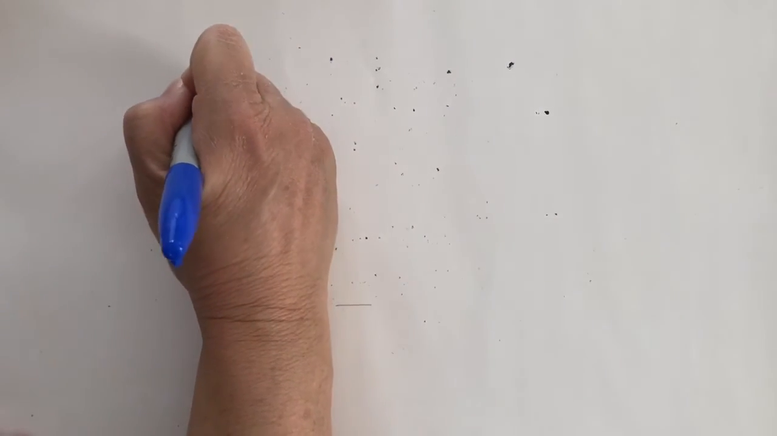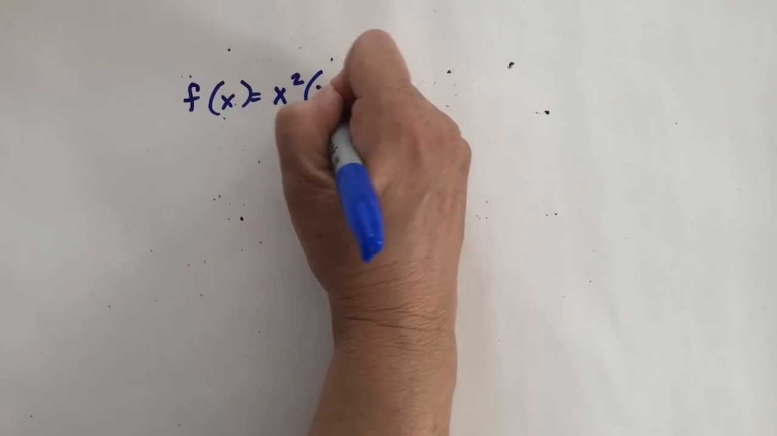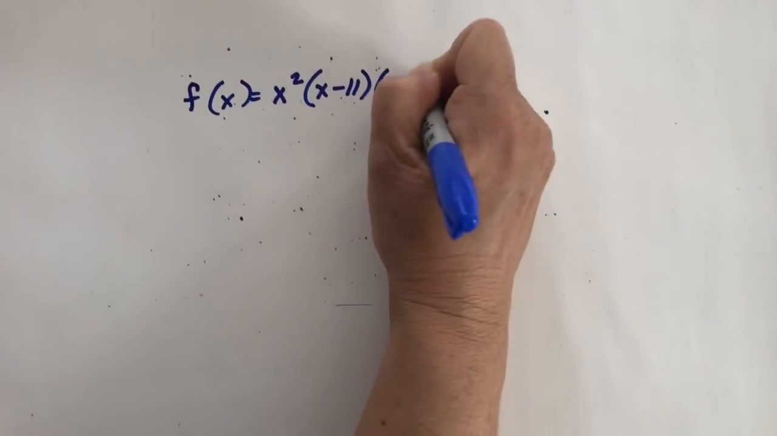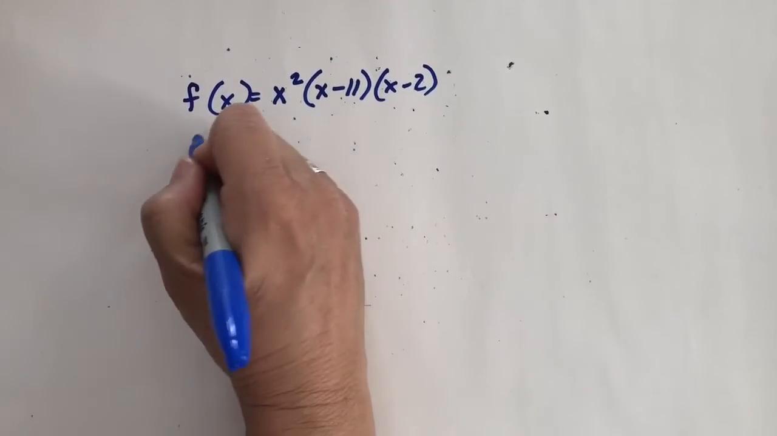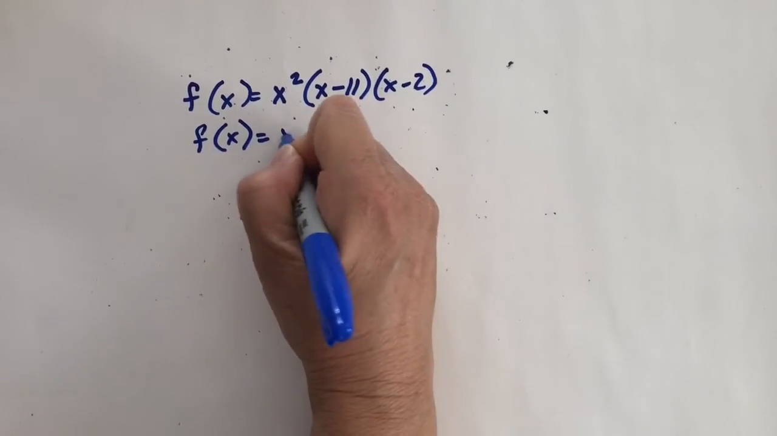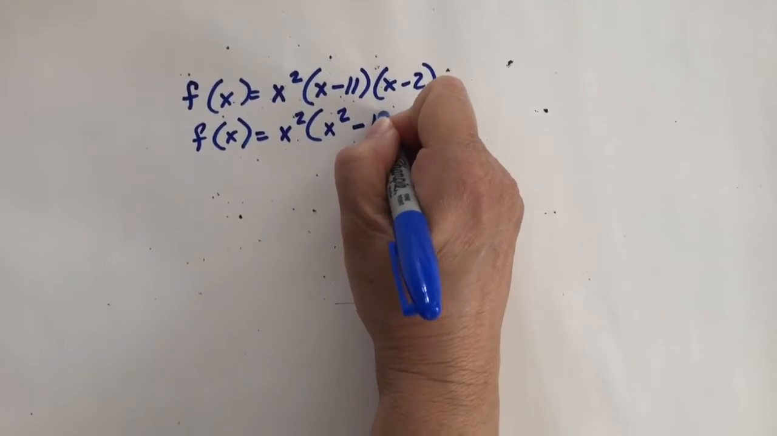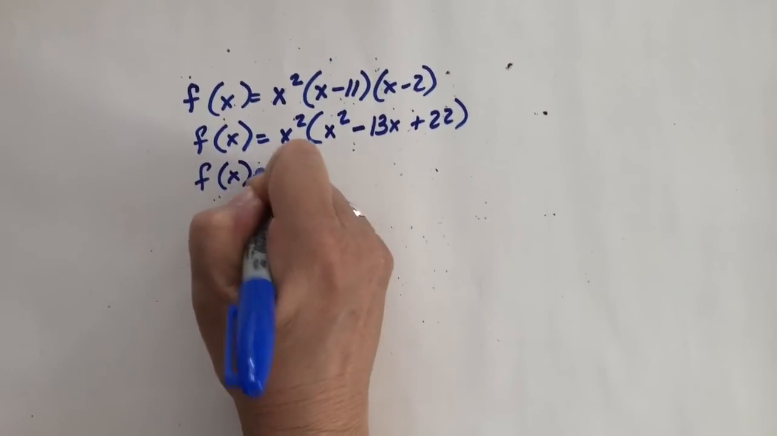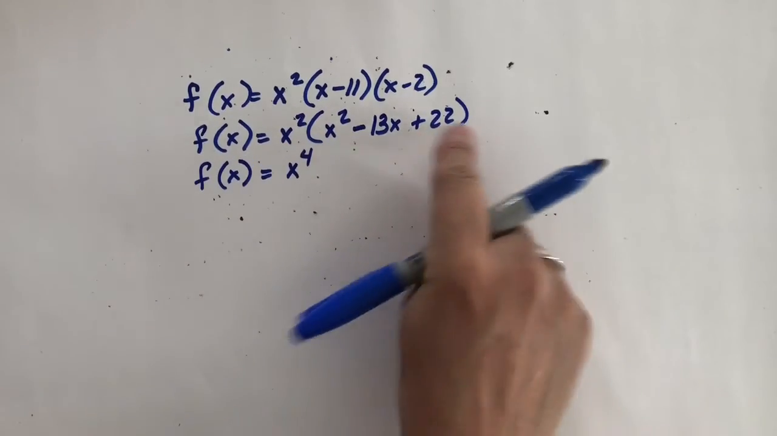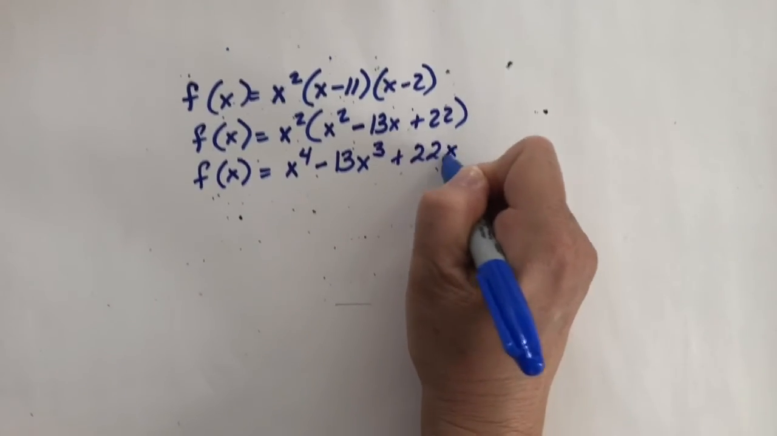Let's do one last one. Let's make it f of x equals x squared times x minus 11 times x minus 2. Certainly isn't in standard form, but let's multiply it out. I would start by multiplying the binomials together. So we have x squared times, and you'd FOIL that out, and you'd get x squared minus 13x plus 22. And then let's distribute. So we have f of x equals x to the 4th minus 13x cubed plus 22x squared. We're just distributing the x squared.